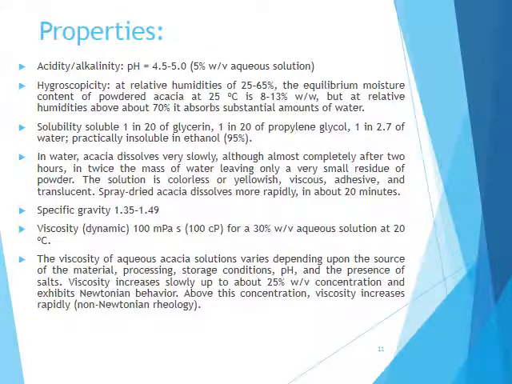This slide is showing the properties of Acacia. It's important to know the properties of the excipients used in the formulation of different pharmaceutical formulations, like the acidity or alkalinity, the pH of 5% Acacia weight per volume aqueous solution is 4.5 to 5. The hygroscopicity of this excipient, solubility is important as well, and specific gravity, the viscosity of the solution of Acacia.